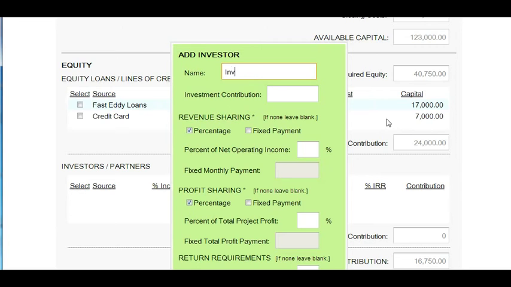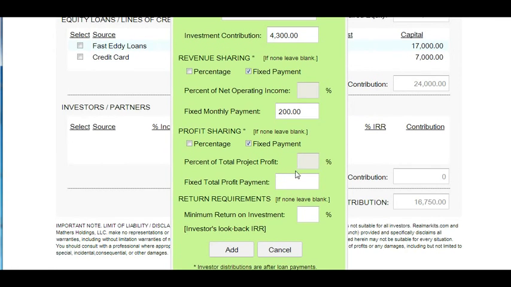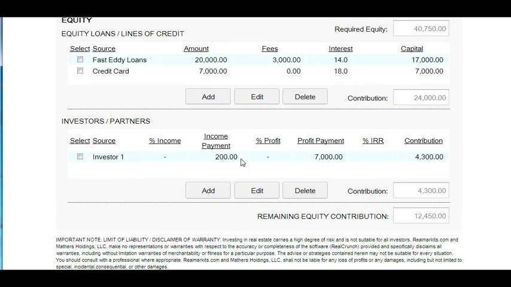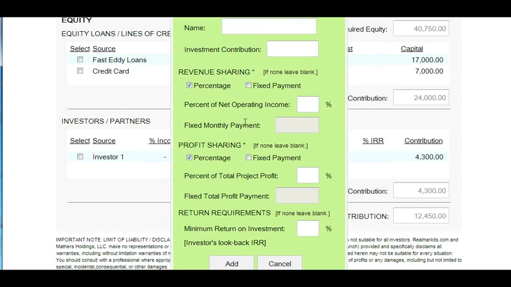So say investor 1. Yeah, let's use 2 investors. So I'll get say 4,000. Now the order is important. Whoever you put in first gets paid first. Alright, so he's going to put 4,300. Let's give him a fixed payment. He wants 200 a month, and he wants at least 7,000 back, and he doesn't have a minimum IRR. These are just arbitrary, so he's putting in 4, he wants 7 back, and he wants to be paid 200 a month.